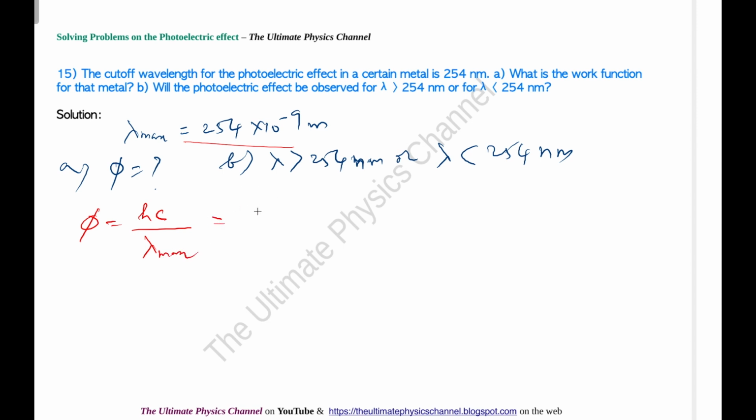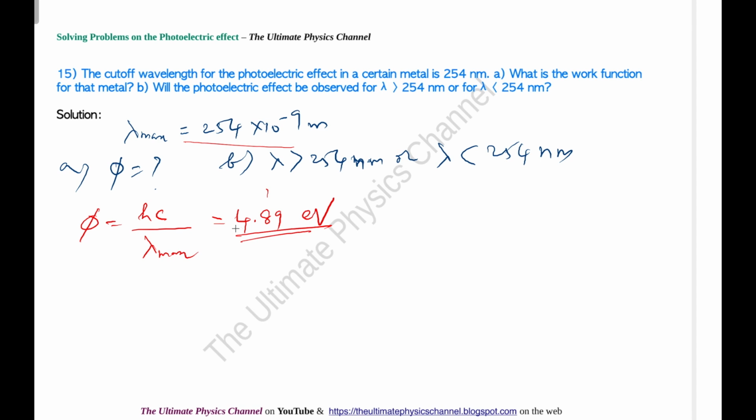So if you calculate phi using the formula that we have been using in several problems, we would get about 4.89 eV. Of course, you have to convert this from joule units to eV units. If you do the conversion, you get this value.